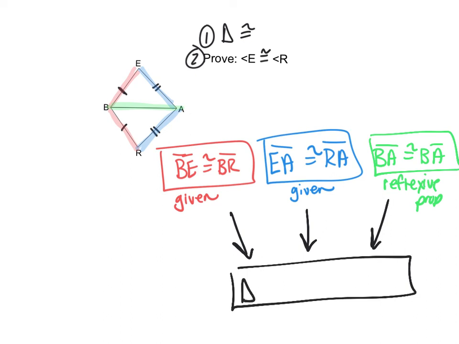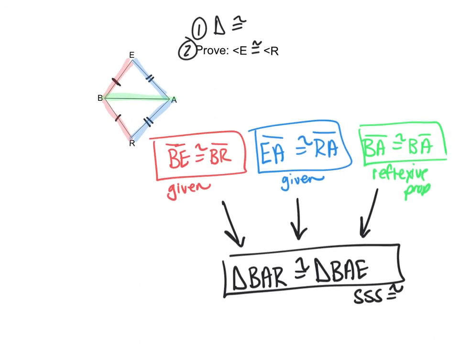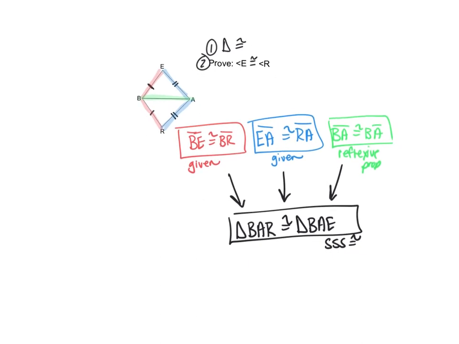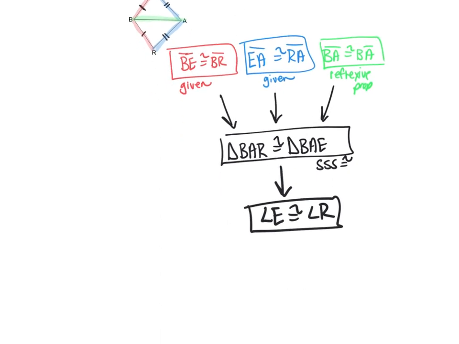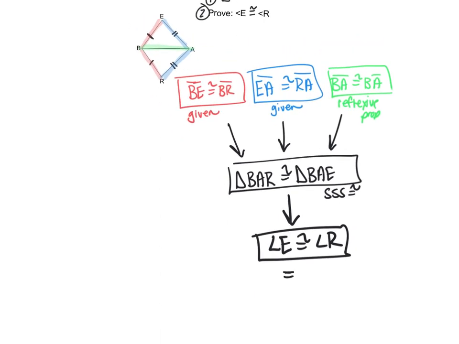So I can say triangle BAR is congruent to triangle BAE by side, side, side congruence. And then, because I know the triangles are congruent, I know everything about them. All their corresponding parts must be congruent. So then I can say angle E is congruent to angle R, and my reason would be congruent triangles yields congruent parts.